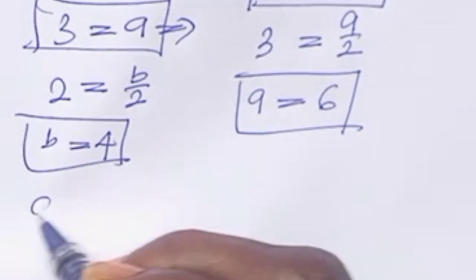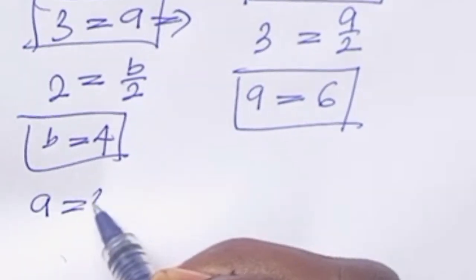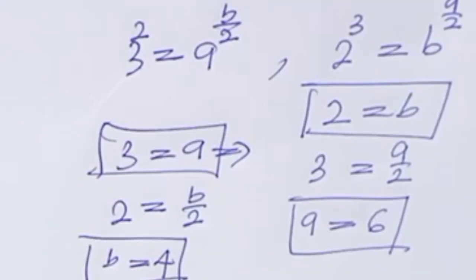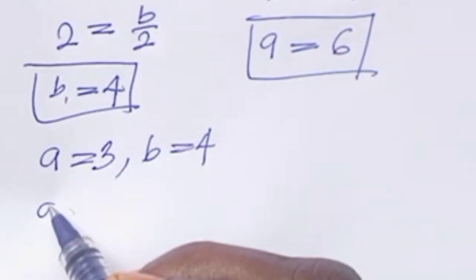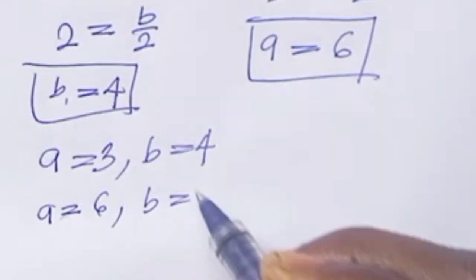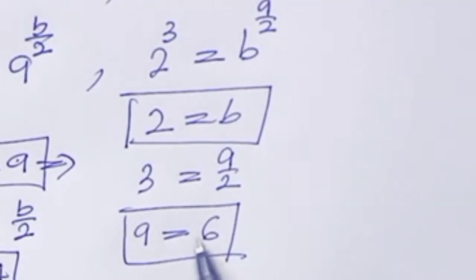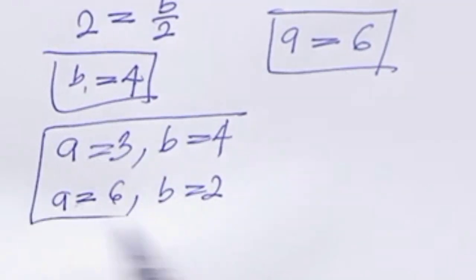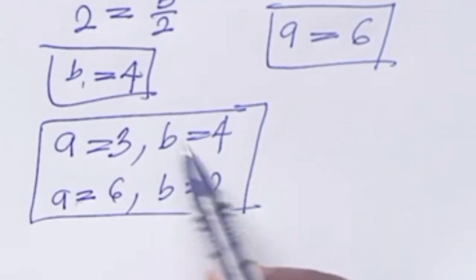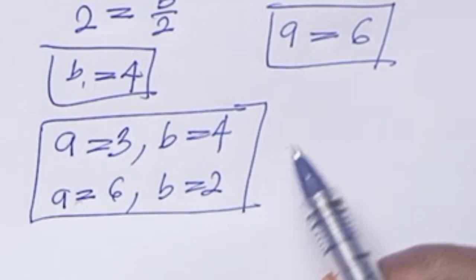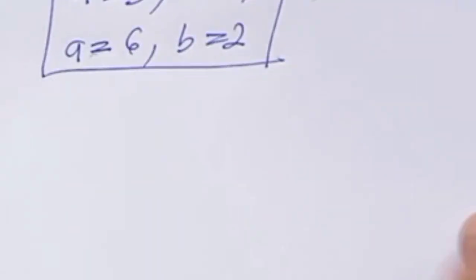So if we write out the pairs, a is equal to 3 and b is equal to 4, and the second pair, a is equal to 6 and b is 2. These are the pairs of possibilities that we are going to substitute into the original equation to find the set of solutions.